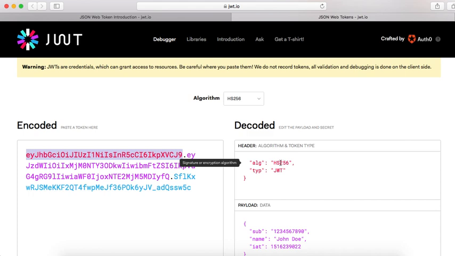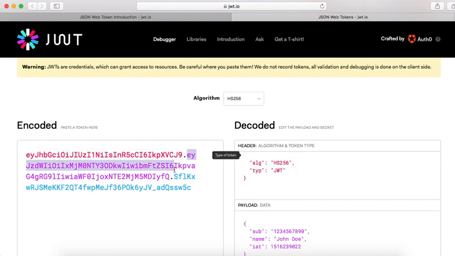Now this is symmetric, so it uses just a single key to encrypt and decrypt. The other algorithms like RSA and ECDSA are asymmetric, meaning they require generating a public and private key for encryption and decryption.